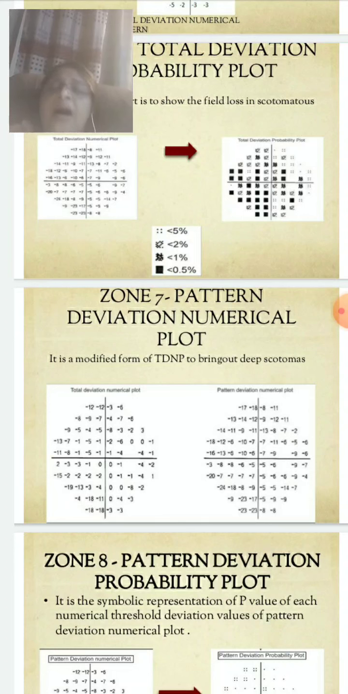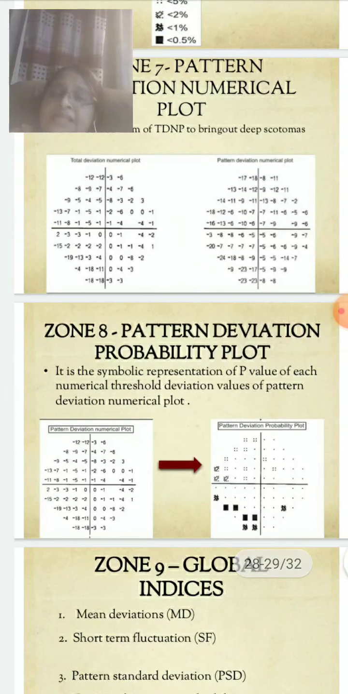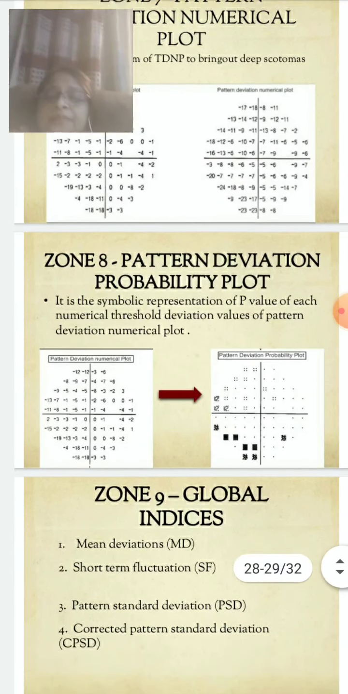Generally, in glaucoma, diffuse depression of field does not occur. It is generally localized scotomas. So, it is very significant for detection of glaucoma to look at the pattern deviation numerical plot. It projects out the localized defect or the localized scotomas. Zone 8 is the pattern deviation probability plot with the probability indices. So, if it is less than 0.5%, it is very, very significant.